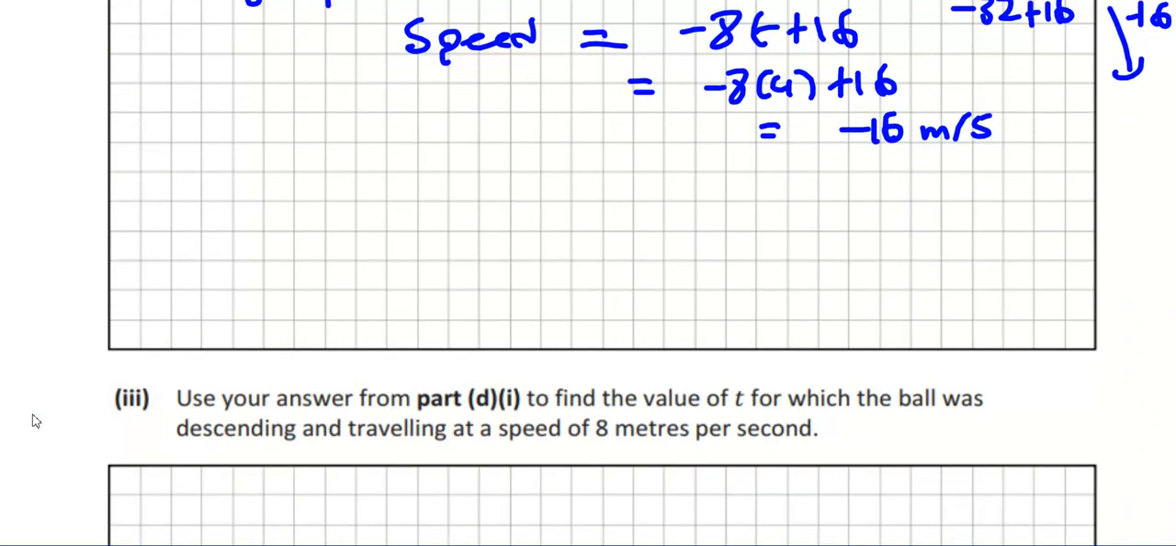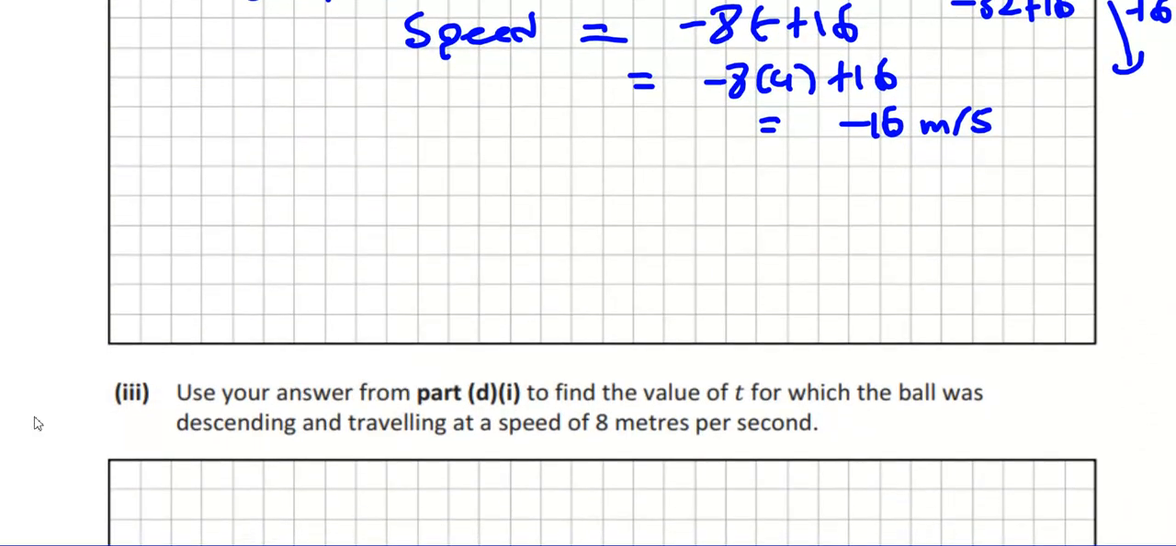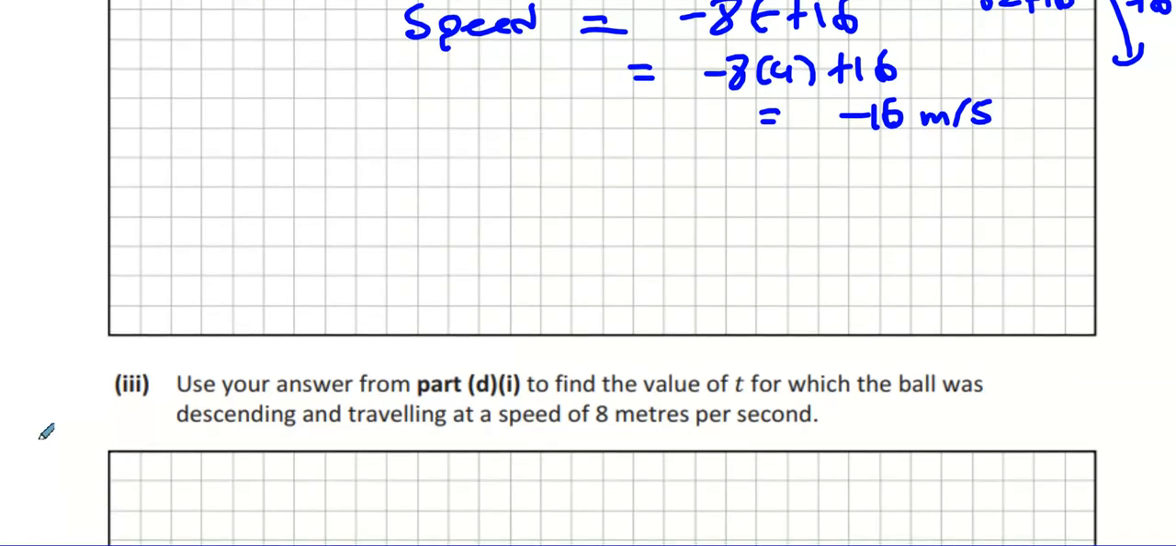Use your answer from D part 1 to find the value of t for which the ball was descending and traveling at speed. Alright, so essentially, speed equals descending means minus 8. Ascending would mean plus 8. So speed equals minus 8.